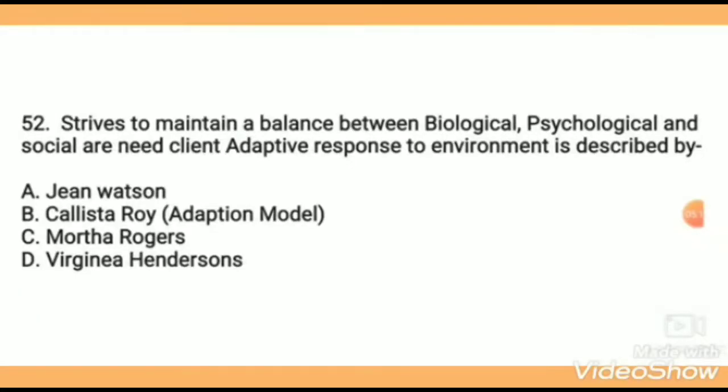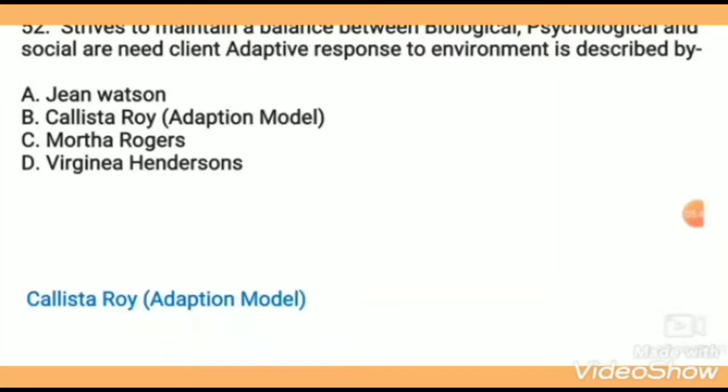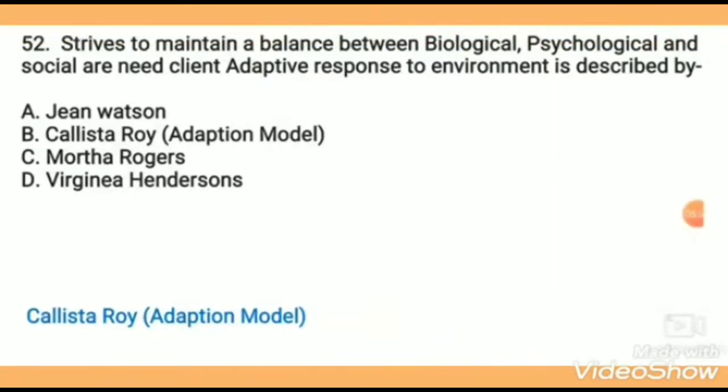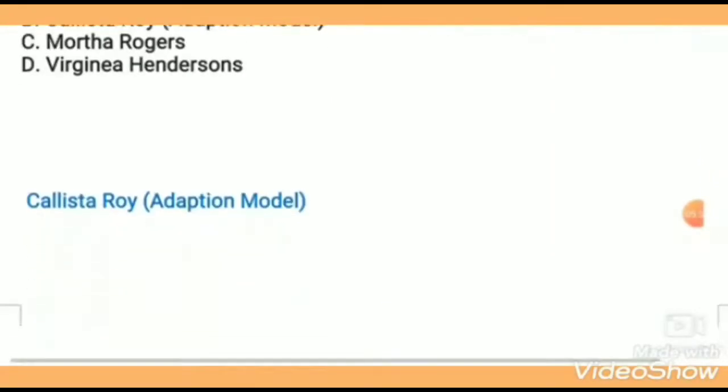Strives to maintain a balance between biological, psychological, and social need, client adaptive response to environment is described by Jean Watson, Callista Roy adaptation model, Martha Rogers, or Virginia Henderson. So, the correct answer, strives to maintain a balance between biological, psychological, and social need, client adaptive response to environment is described by Callista Roy adaptation model. Next question.